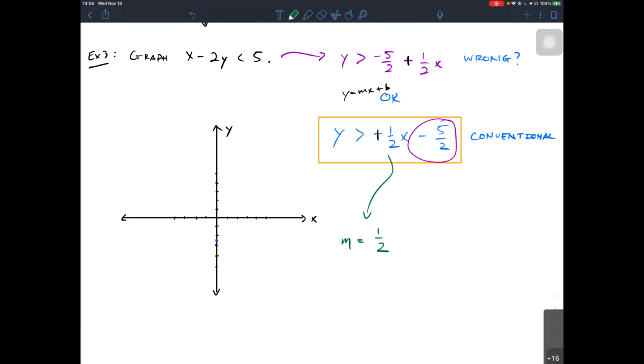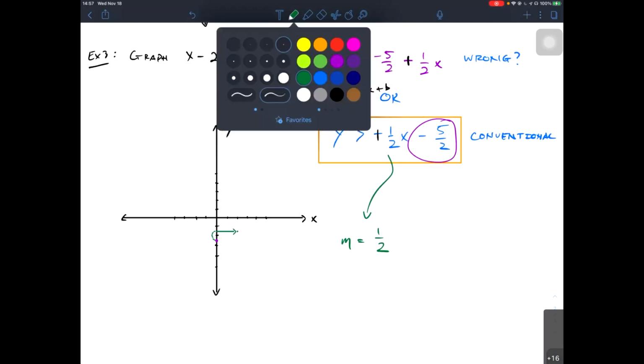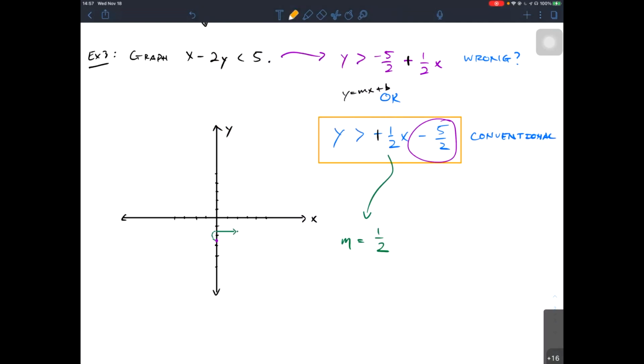We go up 1 and then over 2 to the right. Perfect. And why do we go to the right? Because it's positive. Awesome. So even though your graph is off, don't erase it. Heck, don't even scratch it out. This is for everyone. If you have not written everything exactly to a T like this, that's okay. That's why we have the discussion.